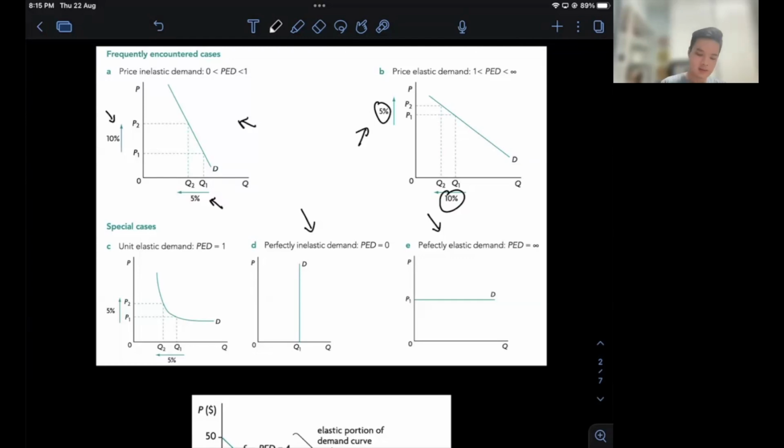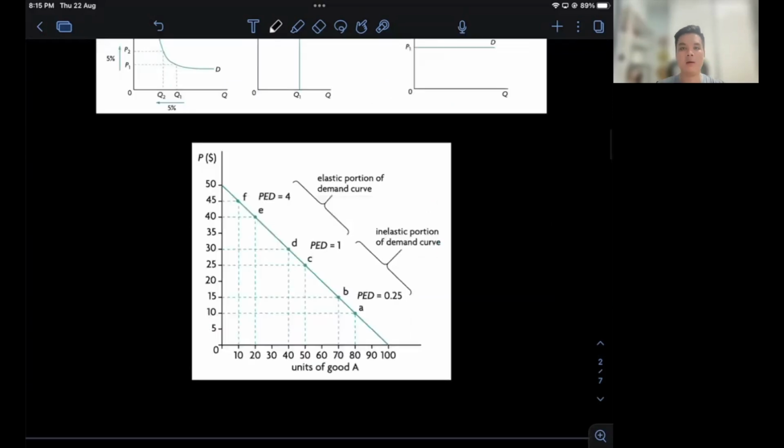And if we see that the PED value is exactly 1, this means that the proportion of change in price is identical or equal to the proportion of change in quantity demanded, as we see in diagram C. So one point to note that I've mentioned earlier is that the slope of a demand curve is not the same as the PED value. As we see in this particular diagram, there can be multiple PED values along the same slope.